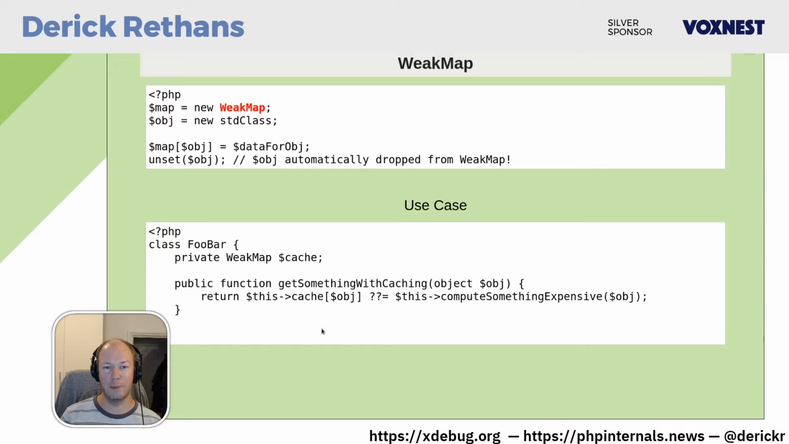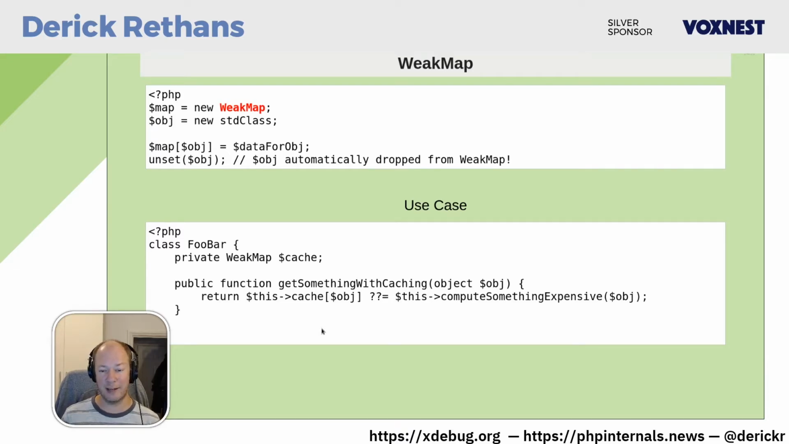You can use an object as an array key into a WeakMap, in the first example here. And then when the object is freed up, either by unset or because it goes out of scope, it will also automatically get removed from the WeakMap. Meaning that as long as there is still a reference, you can access it through the WeakMap, but otherwise not.